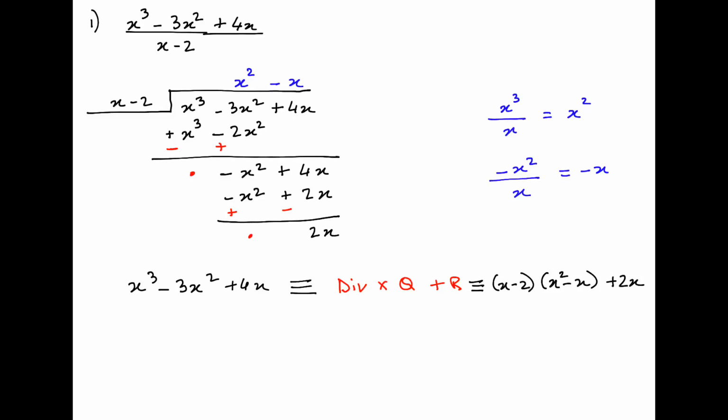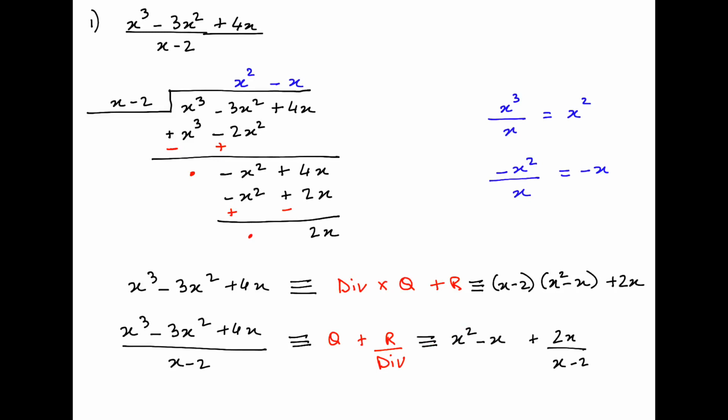So I can write it as x minus 2 times x square minus x, plus 2x. If I choose to write it as a fraction, what should I do? I hope you remember. You will write it as quotient plus remainder over divisor, which will be x square minus x plus 2x divided by x minus 2. Let's go through another question.